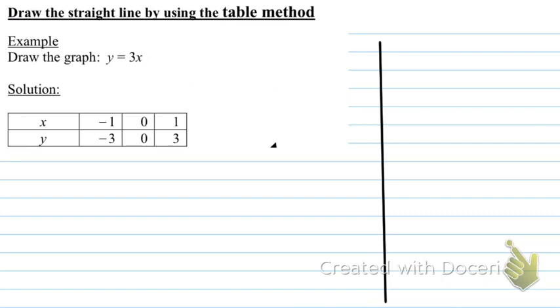Right, let's see. The example says, draw the straight line by using the table method. Draw the graph of y is equal to 3x. Okay, so y is equal to 3x. First, I'm going to draw the set of axes, or the Cartesian plane. It's very important that you draw this accurately. I draw it with the y values each on a line of my book. See, 1, 2, 3, 4, 5, 6, 7.